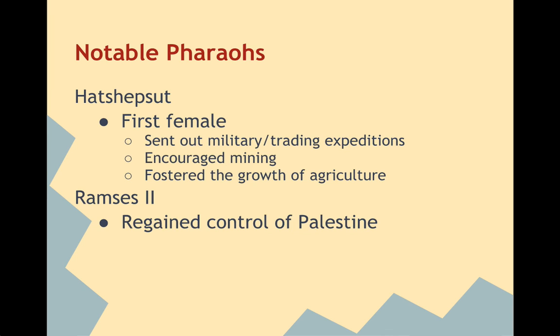She's first female. She set out a military and trading expedition, so she was very big on building up her military to establish her presence because Hatshepsut already knew that becoming a female pharaoh, she would have the odds against her. People would want to attack Egypt, take her over.